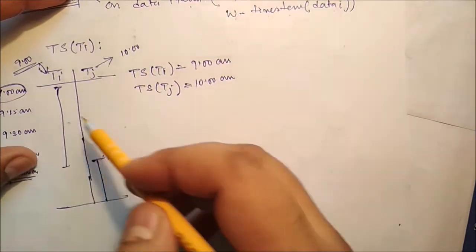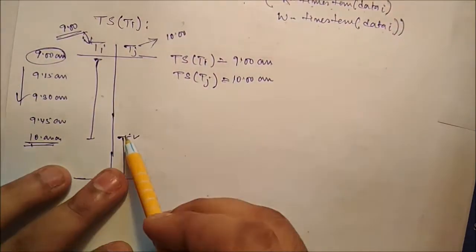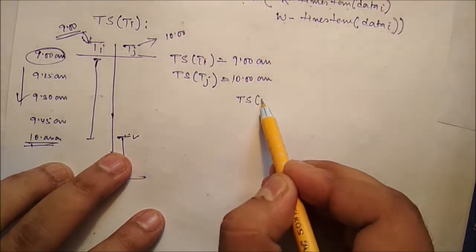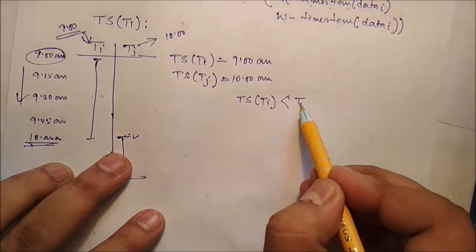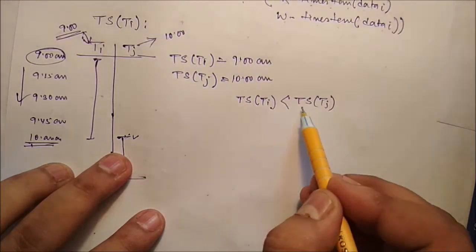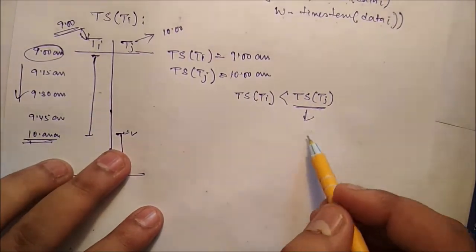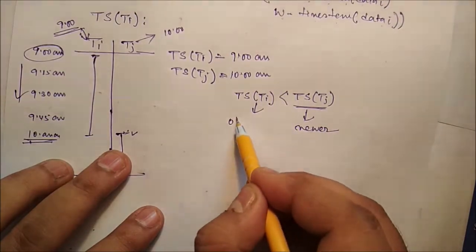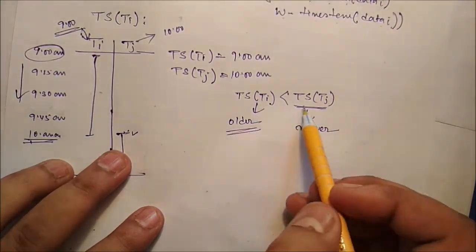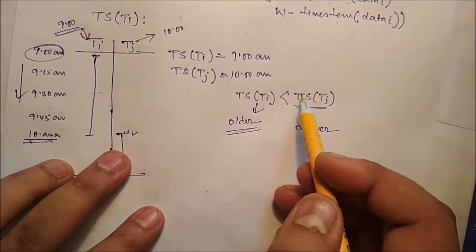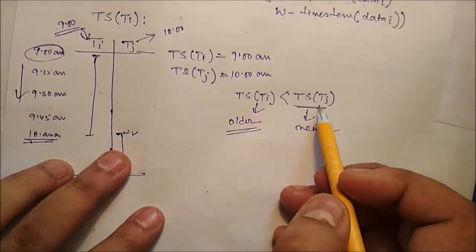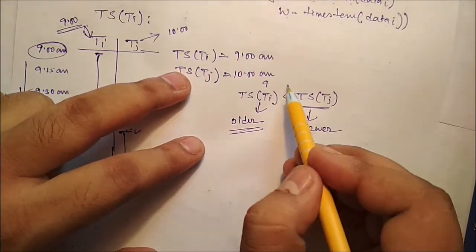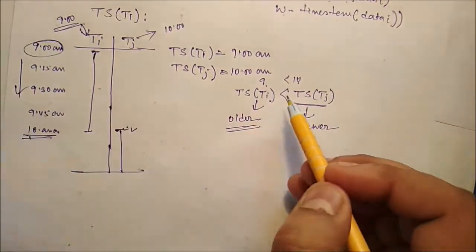In these two transactions, which one is the older transaction? Ti is the older transaction. How do we know which one is older? In each and every case, compare TS(Ti) with TS(Tj). The bigger value means it is newer, and the smaller value means it is older. So from this value, we can identify which one is the older transaction and which one is the newer. TS(Ti) is 9 and TS(Tj) is 10. So definitely 10 is greater than 9.